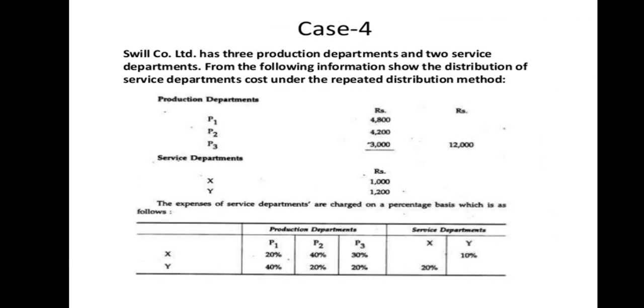And we have 2 service departments, namely X and Y. X department overheads are 1,000, Y department overheads are 1,200. Okay, so the expenses of service departments are charged on the basis of percentage, and they have given us the percentages. Production department 1, 2, 3: 20%, 40%, 30%, and service department Y 10%. Service department Y to the production departments 1, 2, 3: 40%, 20%, 20%, and service department X 20%. So let us move to the solution.